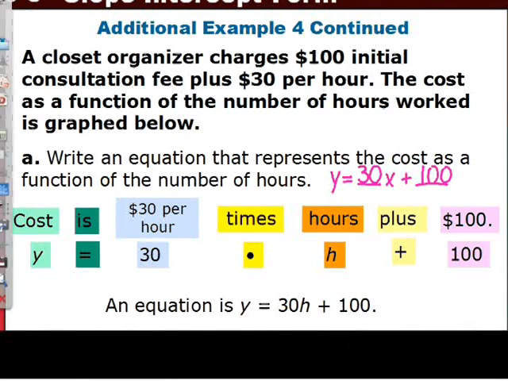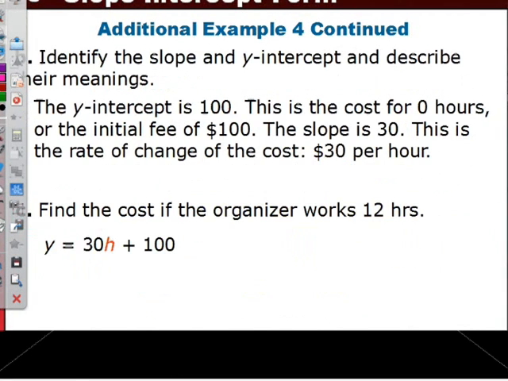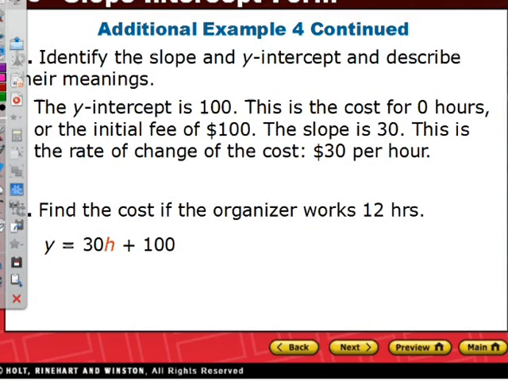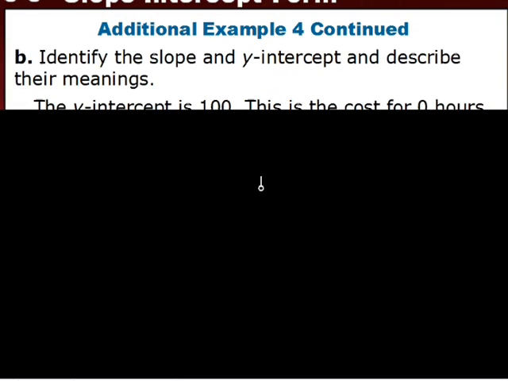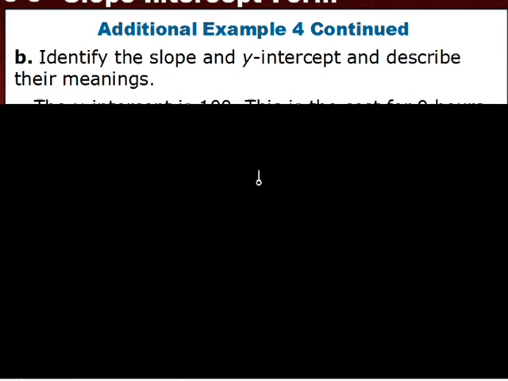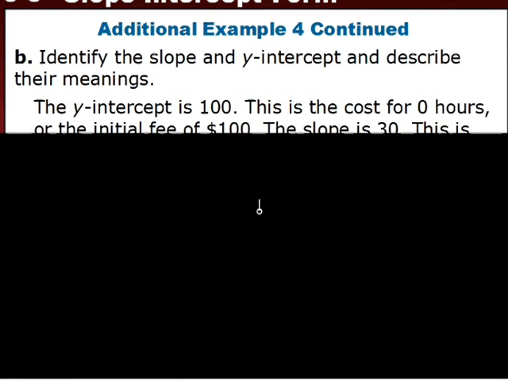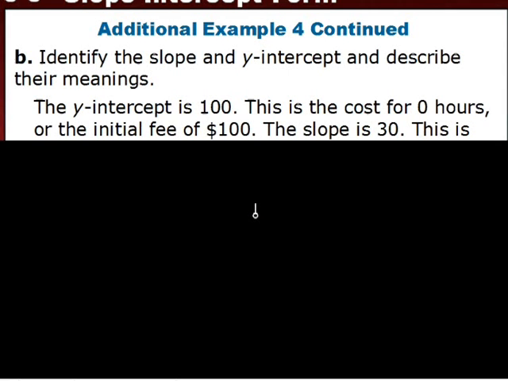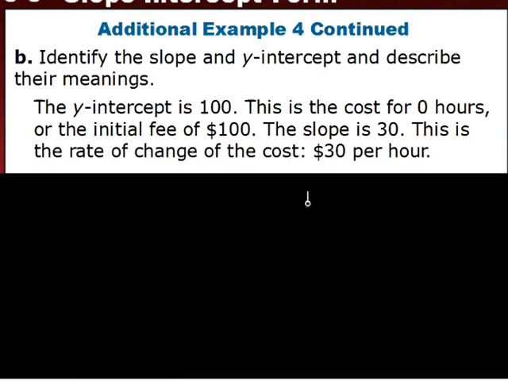Okay, so the slope is the rate, right? And then they're also asking us here, hold on, how fast did you read that? Okay. Identify the slope and the y-intercept and describe their meanings. Well, we said that the y-intercept was 100. That's how much they charge for 0 hours. That's the initial fee. And the slope was 30, right? That tells us the cost per hour. The slope's always going to tell you the rate of change, right? And we knew that on the x-axis were hours and on the y-axis were dollars, so dollars per hour.